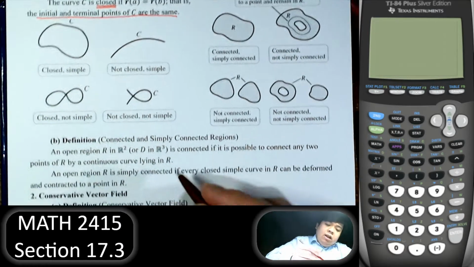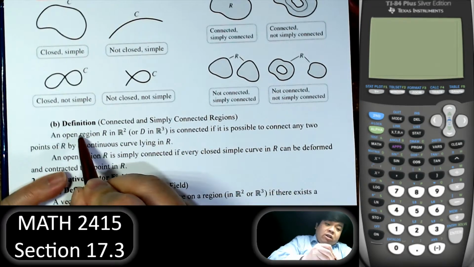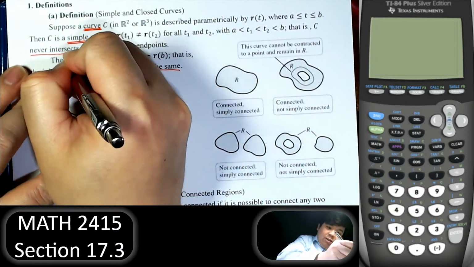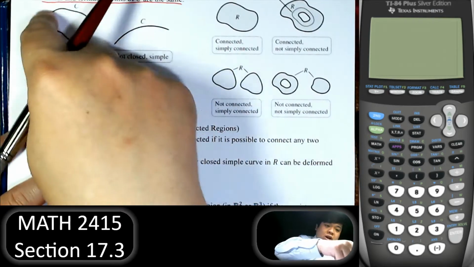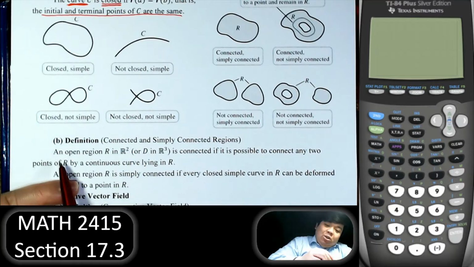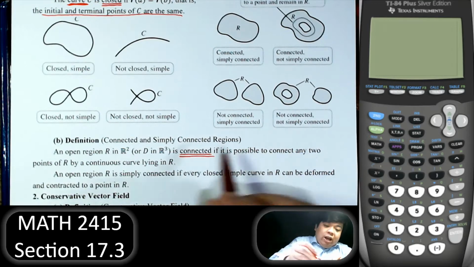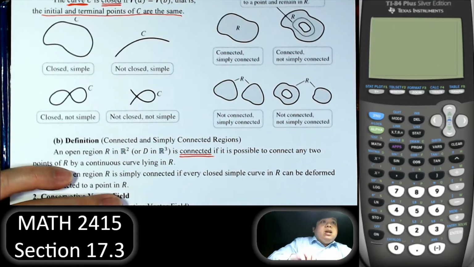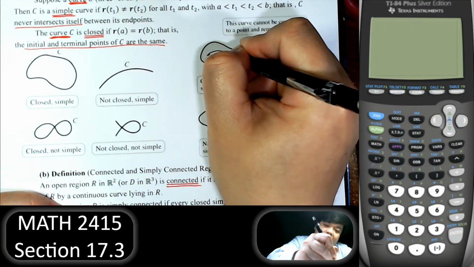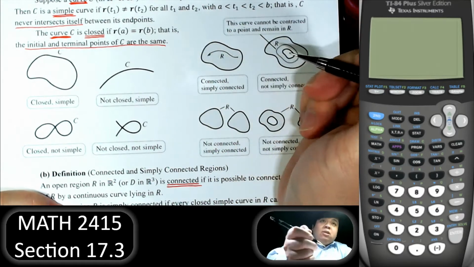Right. And then we define a region. This is for the region, and that is for the curve, which is on the outside, and the region which is on the inside, pretty much. So the region is connected if it is possible to connect any two points by a continuous curve lying entirely in R. So if we have 2 points here, we can go from here to there, and the curve is completely inside of the region.